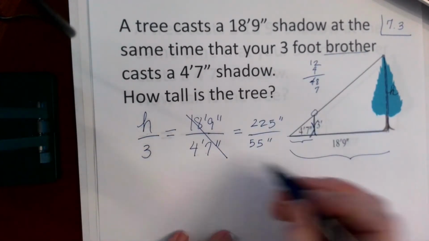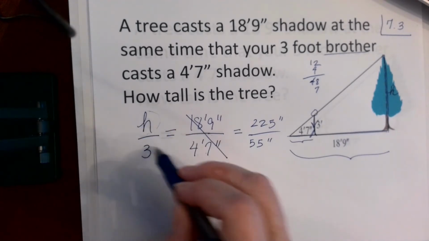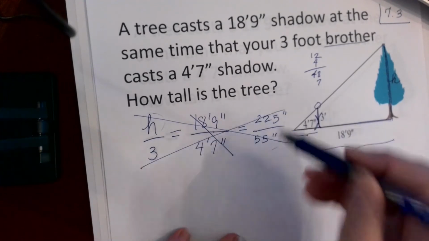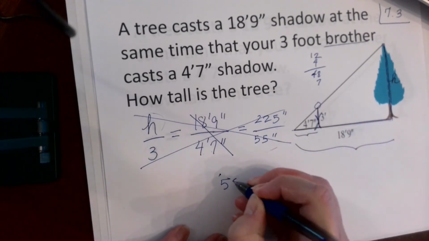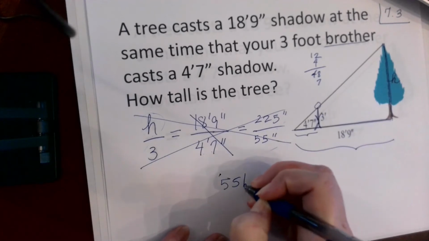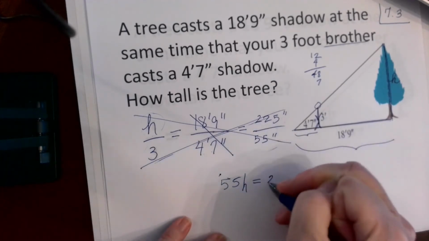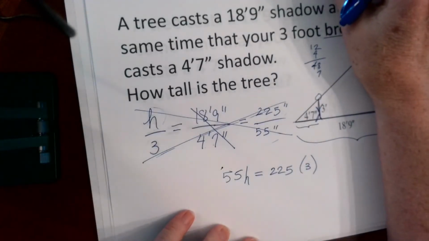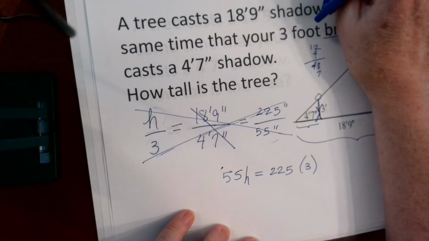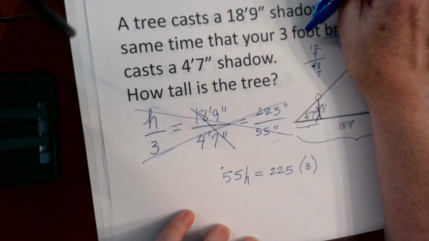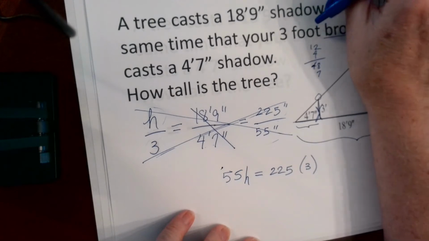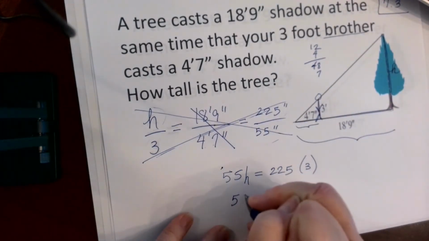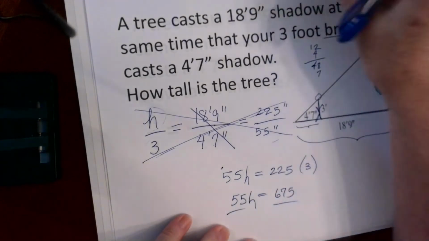So we've got a rhythm now. Tree to brother, tree to brother. So we're going to cross multiply 55 times H, and this direction is 225 times 3, and our answer will be the height of the tree. I need to find 225 times 3, that's 675, and then divide by 55, both sides.